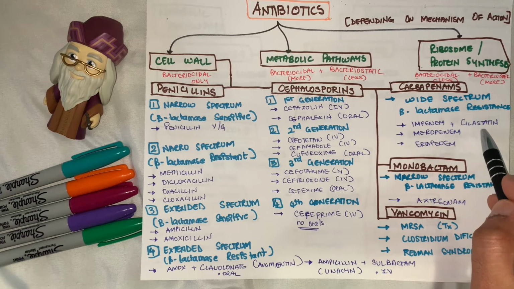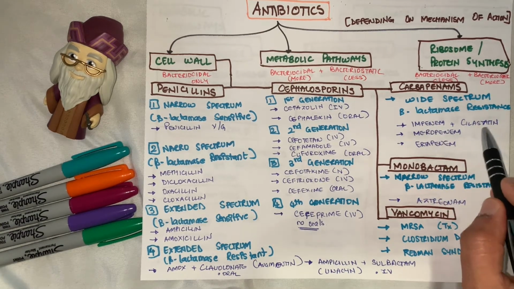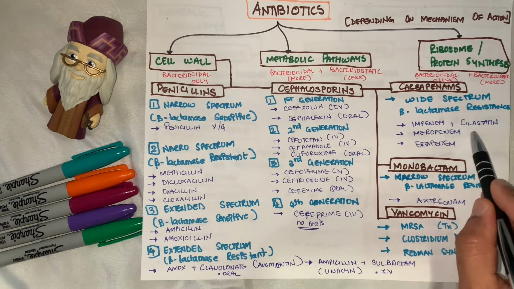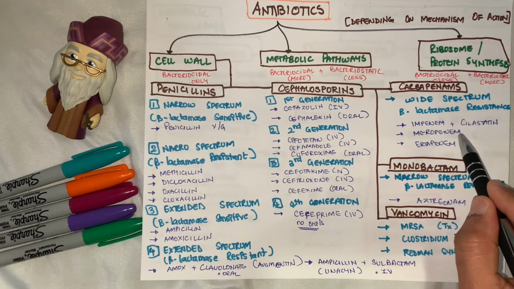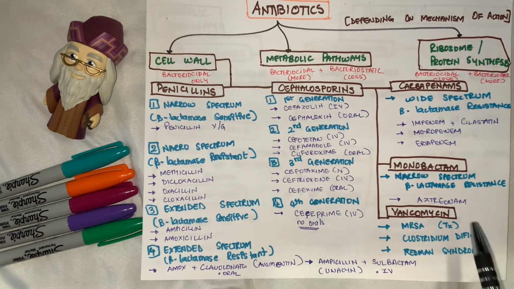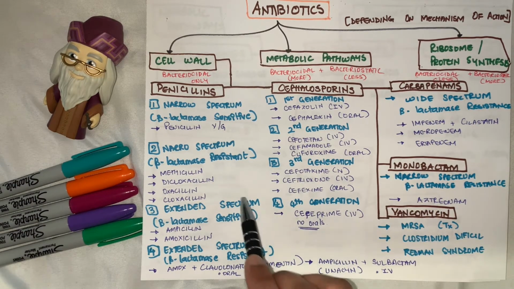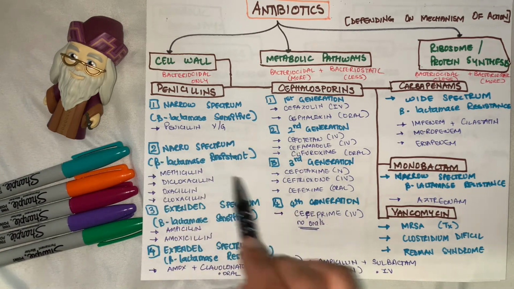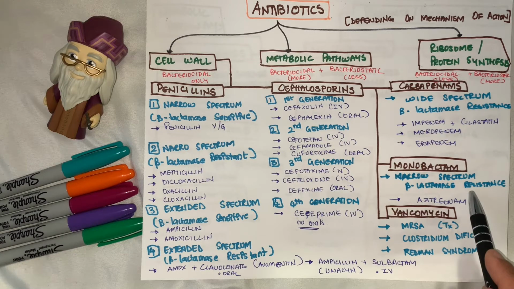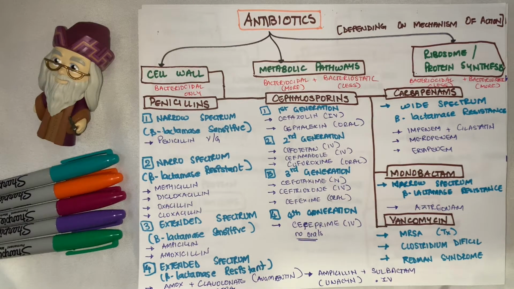Imipenem needs cilastatin, just like amoxicillin needed clavulanate and ampicillin needed sulbactam. Imipenem needs cilastatin, but these two drugs do not need any side chemical structure. They're strong on their own. So these were the carbapenems. Next under cell wall is monobactam. Monobactam is narrow spectrum beta-lactamase resistant. So they're kind of like these ones. Monobactams, narrow spectrum beta-lactamase resistant, and the drug is aztreonam. Aztreonam. And the last group under antibiotic cell wall is vancomycin.